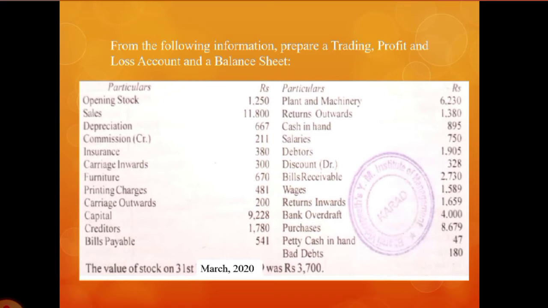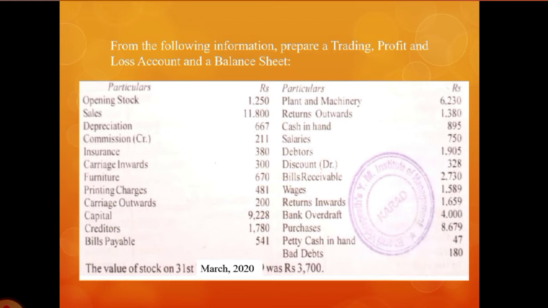Cash in hand is a current asset of your business and therefore it will be shown on the asset side of balance sheet. Salaries are indirect expenses of a business. They will be shown on the debit side of profit and loss account. Debtors represent the customers to whom you have sold goods on credit. Money is receivable from them and therefore it is a current asset of the business and that will be shown on the asset side of balance sheet. Discount debit, it means the discount allowed by the business. It is an item of indirect expense of the business. Therefore, it will be shown on the debit side of profit and loss account.